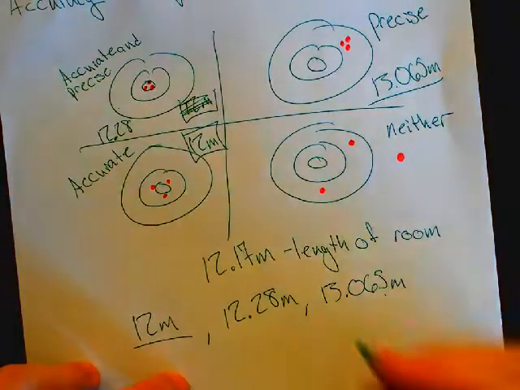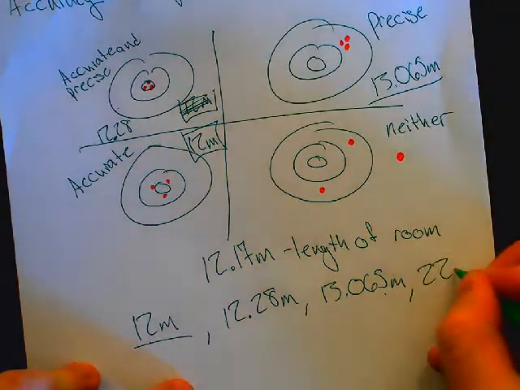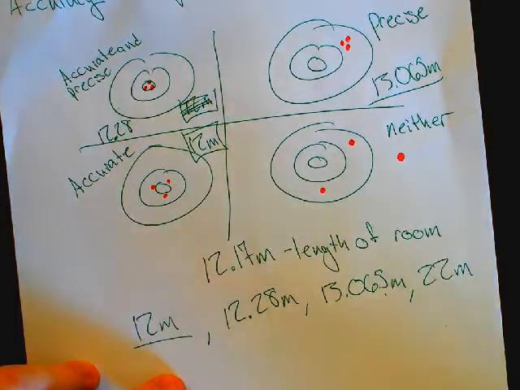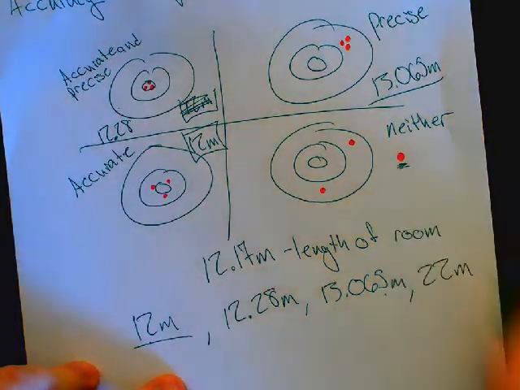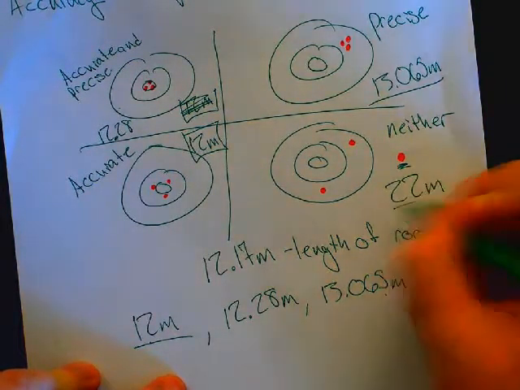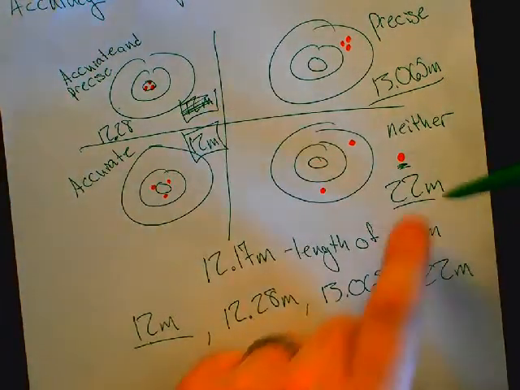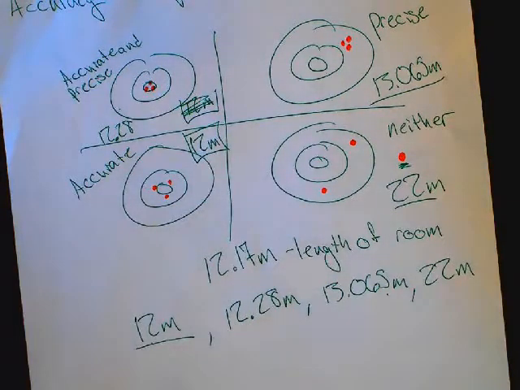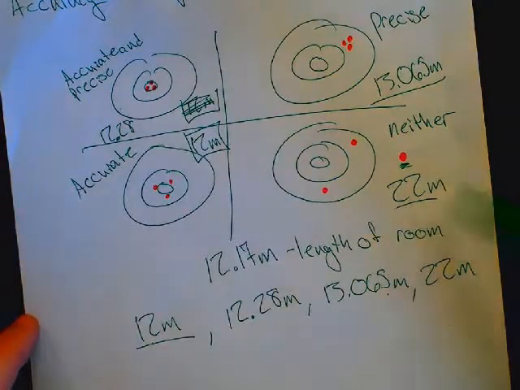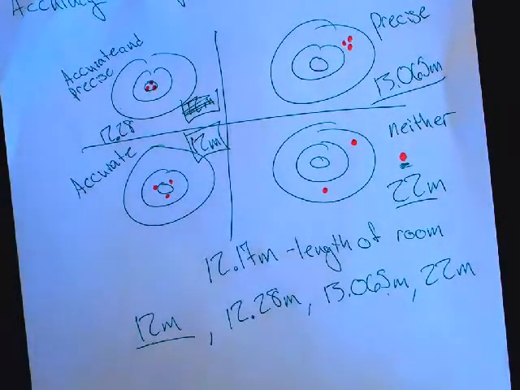And lastly, let's say we measure something that's 22 meters. They're probably this dot over here. This is wrong. Okay, not accurate. It's nowhere near the right answer, and it doesn't show any level of precision. So we're over in this range on this side. All right, questions about accuracy versus precision.